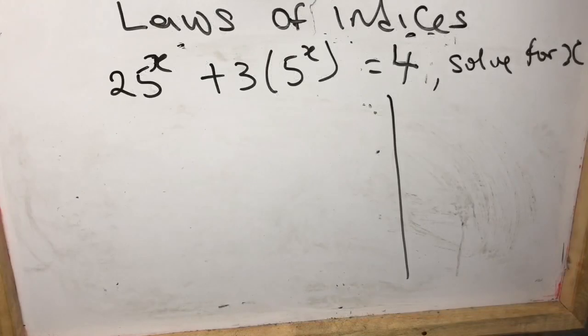So to the next question, we have 25 raised to the power x plus 3 into bracket 5 raised to the power x equals 4.